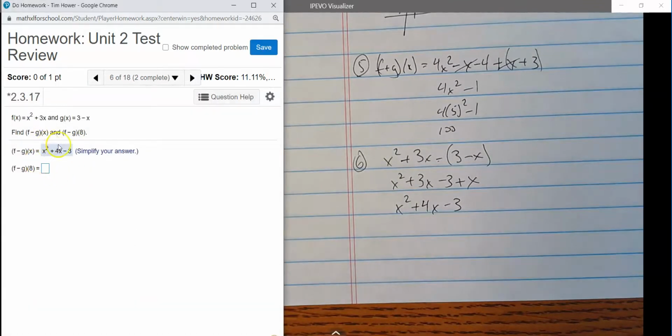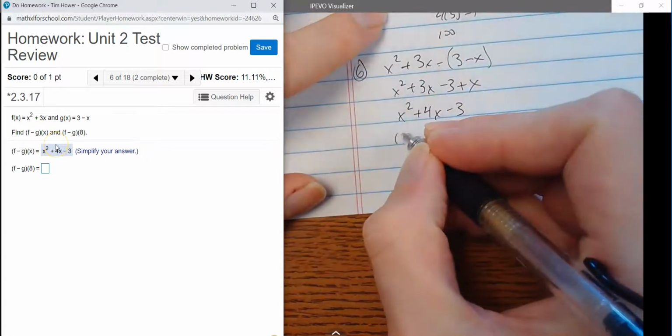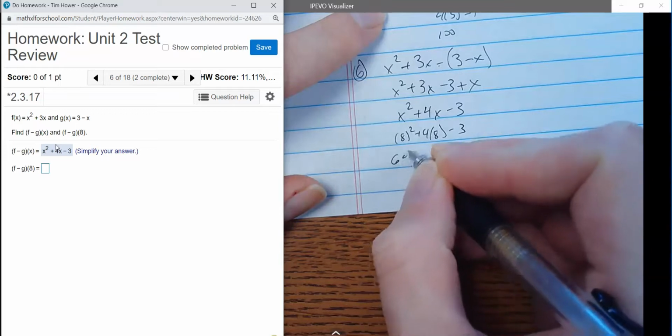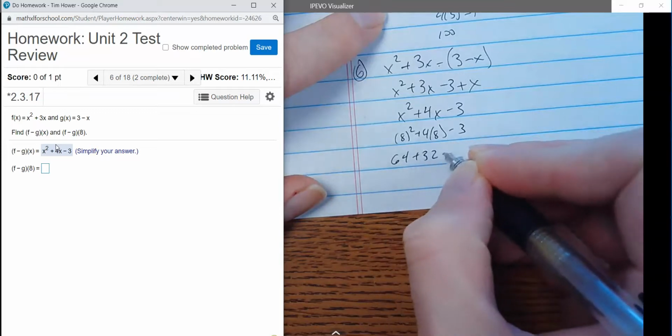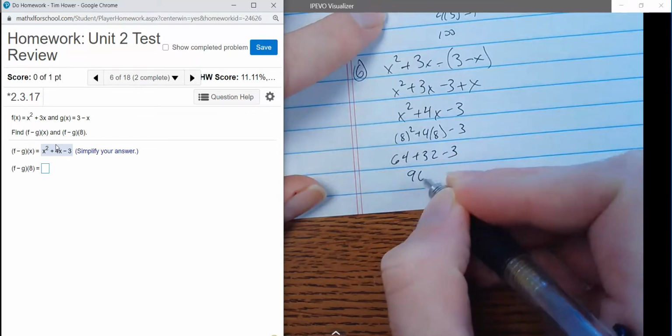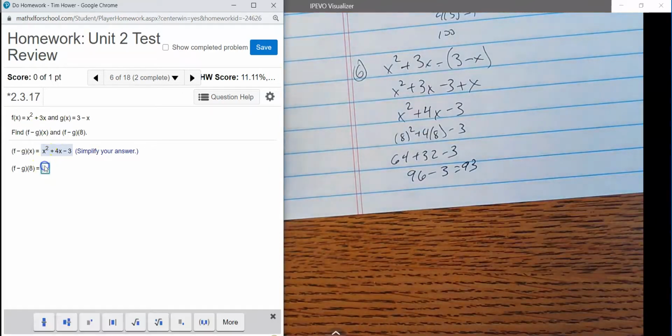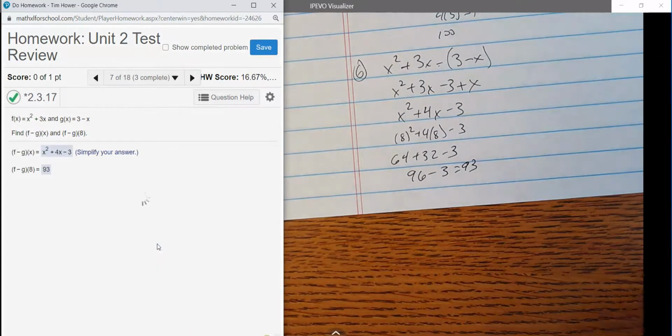And then now plug 8 in here. So if I plug in 8, I get 8 squared plus 4 times 8 minus 3. So it's 64 plus 32 minus 3. That'd be 96 minus 3. So that'd be 93. So 93 in here. Okay, next question.